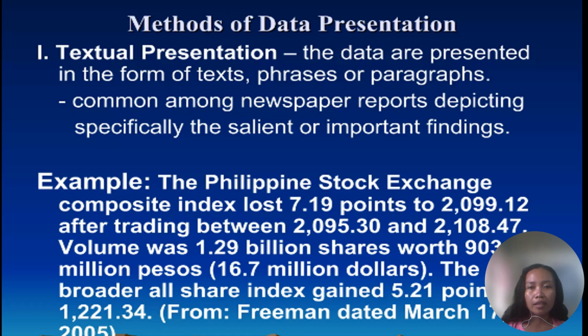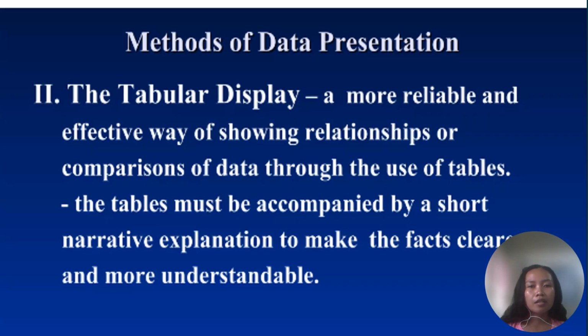From the word text, the data are presented in the form of text, phrases, and paragraphs. Common among newspaper reports, especially depicting the salient or important findings. So here is an example. Next is the tabular display, a more reliable and effective way of showing relationships or comparisons of data through the use of tables. The tables must be accompanied by a short narrative explanation to make the facts clear and more understandable.